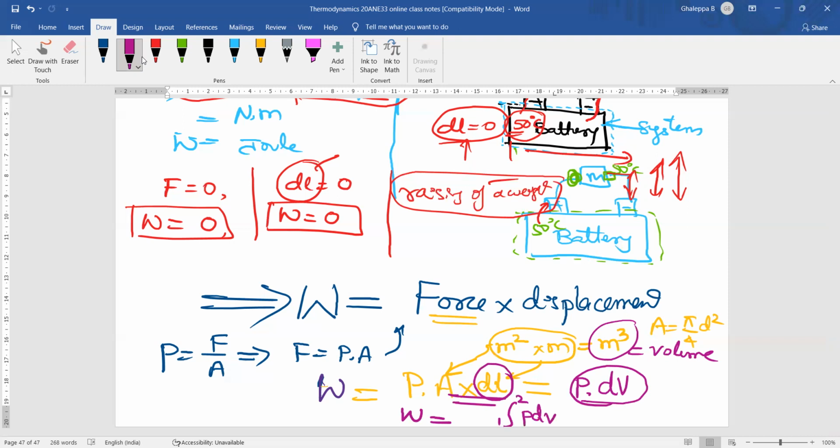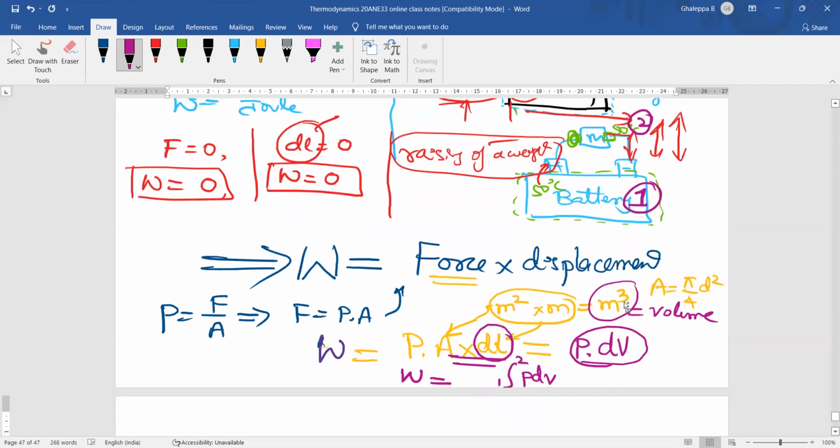You can ask a question, sir, why have you written integration? It means the process is going from state 1, the initial point, to the final point. So you will always write it in integration form because it is between two limits. Once again I will write the formula. Learn this formula by heart. This is important and you will use it for solving all numericals.